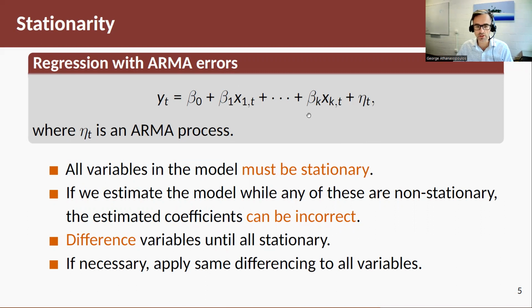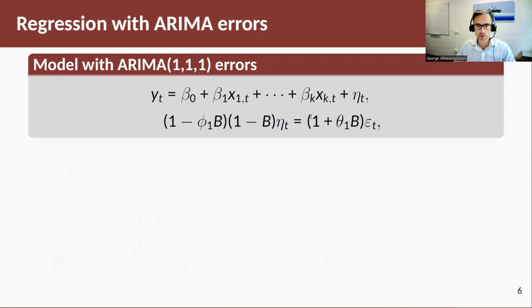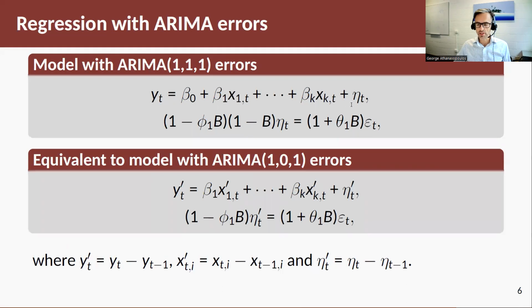The way we're going to deal with this is to take differences of the variables to make all the variables stationary. So here's an example where we have a regression equation, and we allow our regression error to be a non-stationary process with some short-run dynamics. So we're going to have an ARIMA(1,1,0) process for the regression error. Now, we can show that we can take this and difference the equations, re-specify a little bit, and show that this second specification is equivalent to the first one.